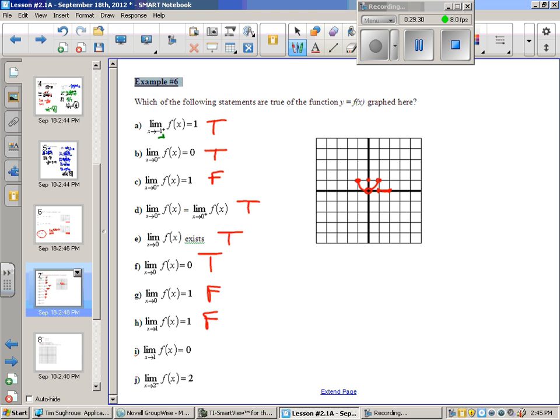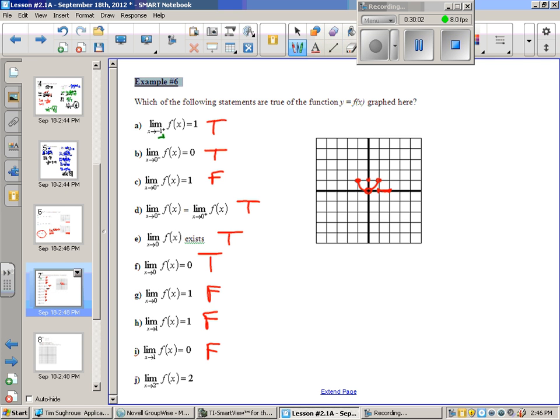So this is false. Does the limit as x approaches 1 of f(x) equal 0? No. If we wanted to make H true, all we would have to do is put a little superscripted negative sign behind the 1, and then it would be true. If we wanted to make I true, all we would have to do is put a little superscripted plus behind the 1, and it would make it true, because the right-hand limit equals 0, and the left-hand limit as we approach 1 equals 1. But we do not have a limit.